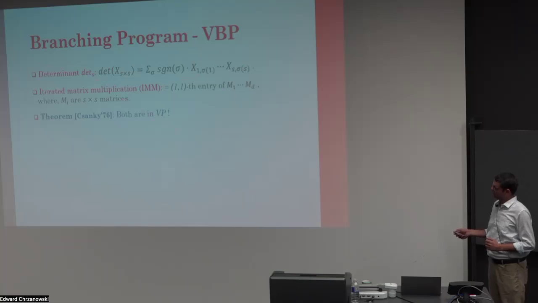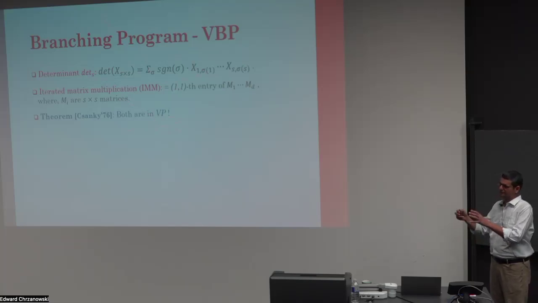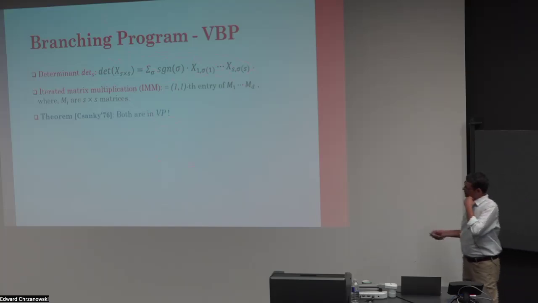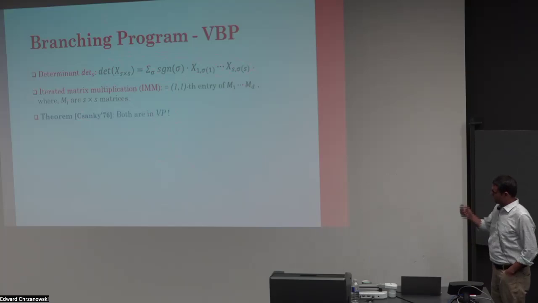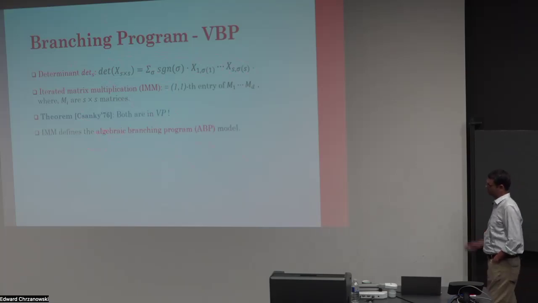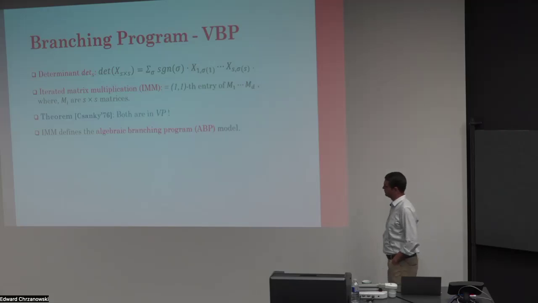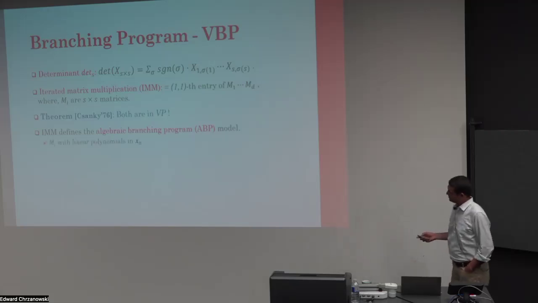Determinant is more complicated. You don't actually see why it should be in VP because you don't really see how to do addition and multiplication on S squared variables to get this giant polynomial which has S factorial many monomials. Right? S factorial is much bigger than poly S. So this will need more work. So that is the content of Valiant's proof. But both of them are in VP, and you can use either of them to define another way to define computation.